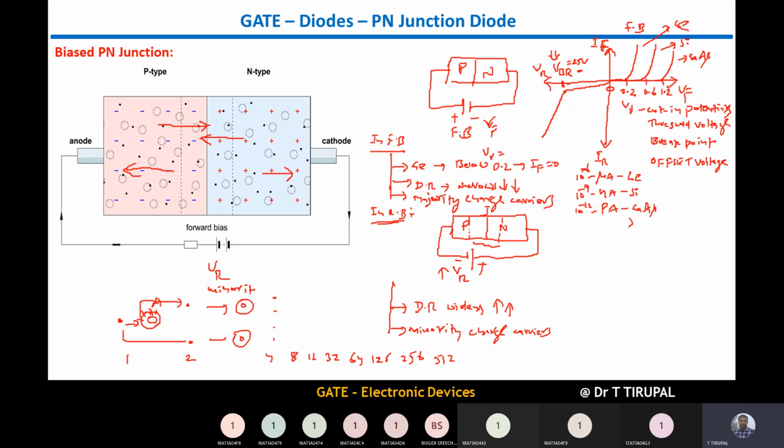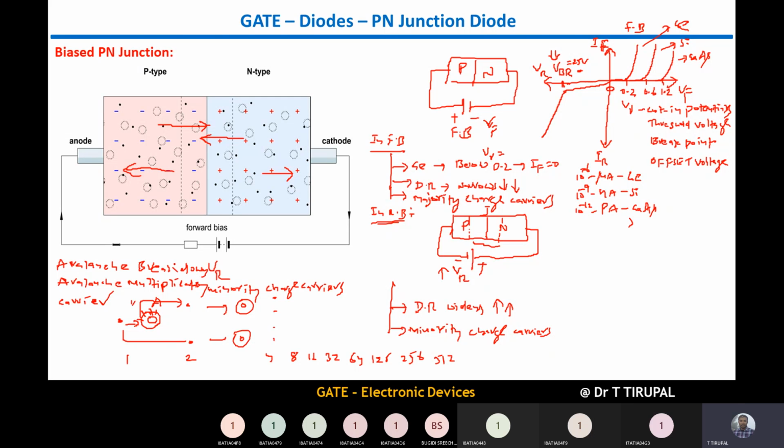So in turn, a large amount of current flows. This current cannot be withstood by the device, and the device is said to be in breakdown condition. This process is called avalanche multiplication, or carrier multiplication, or avalanche breakdown.